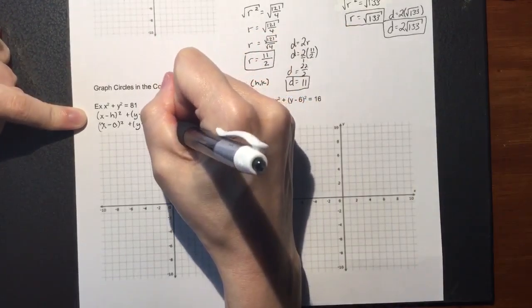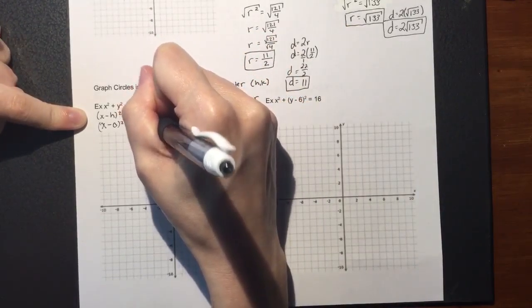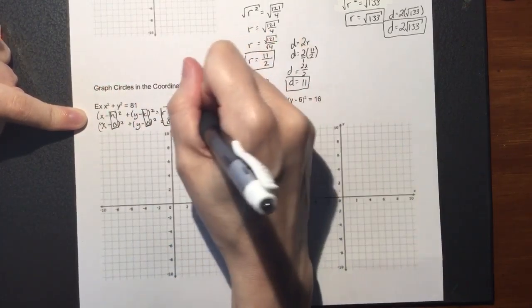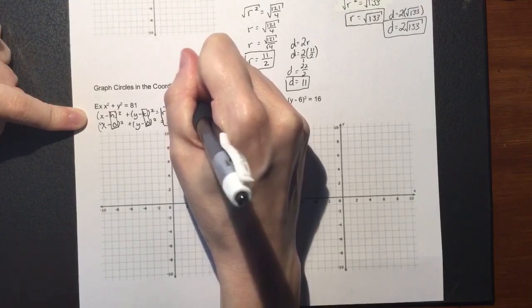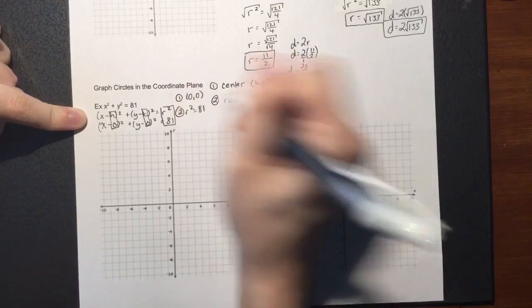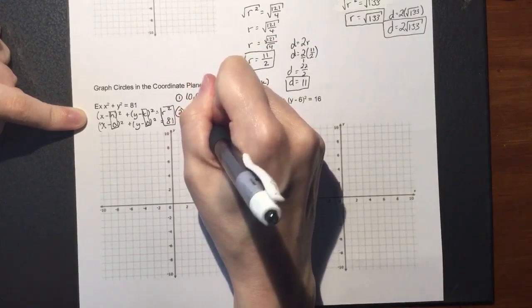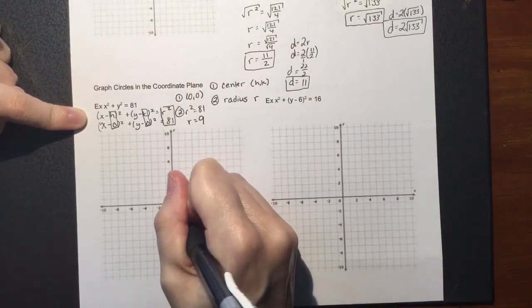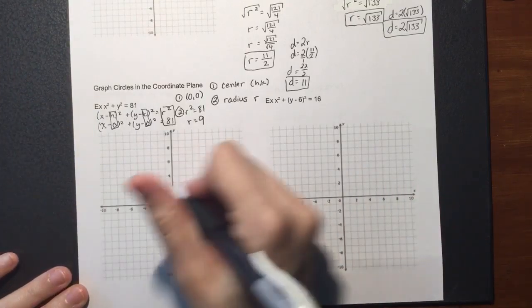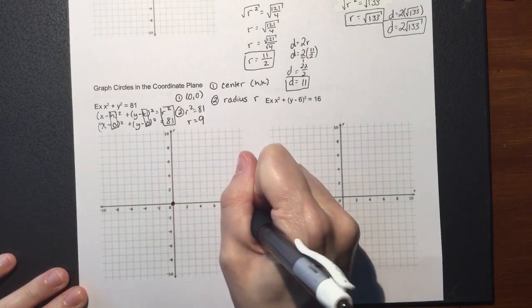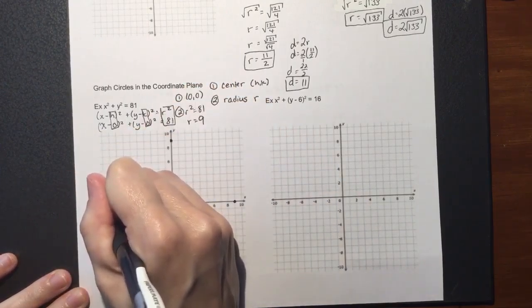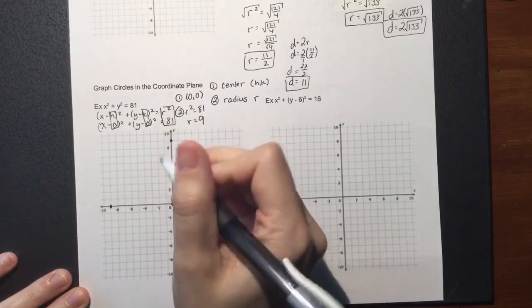So if we're matching up the parts that are similar, h is equal to 0, k is equal to 0. So our center is going to be 0, 0. And then our r squared is equal to 81. Take the square root of both sides, and our radius is going to be 9. So to plot that, you go to 0, 0. And then you count out 9 in all 4 directions, up, down, left, or right. So there's 9, 9, 9, 9. And this is how you do it if you're plotting by hand.